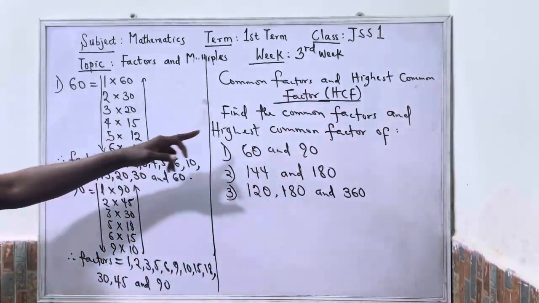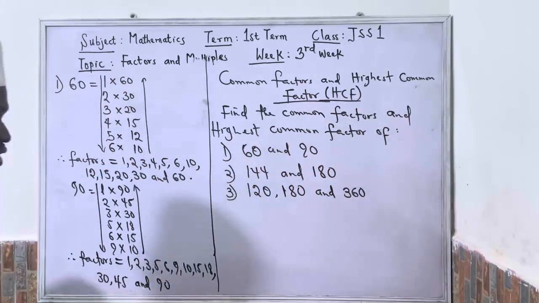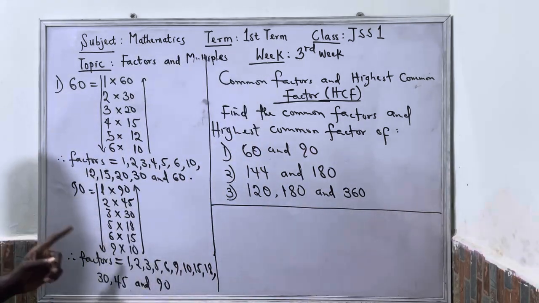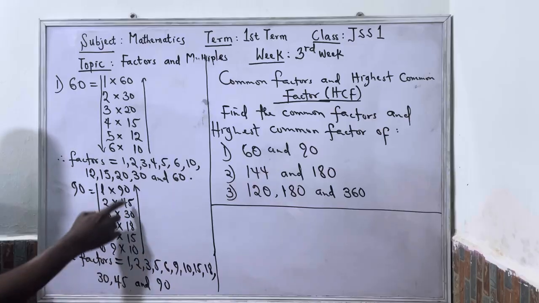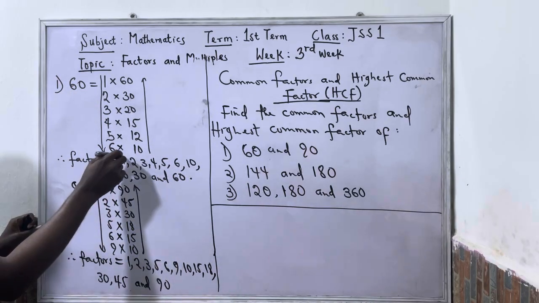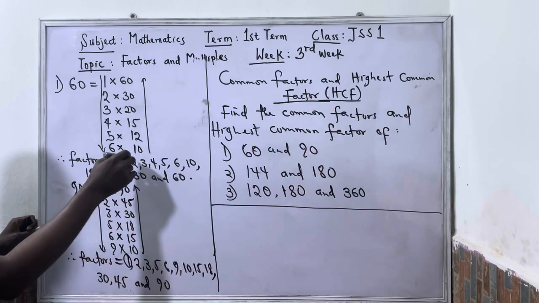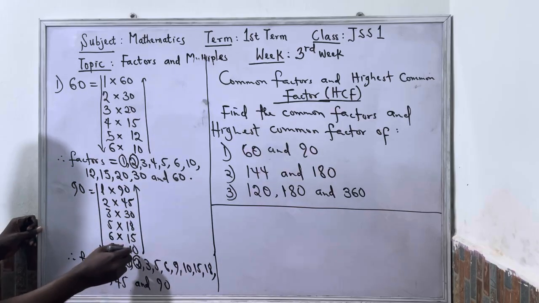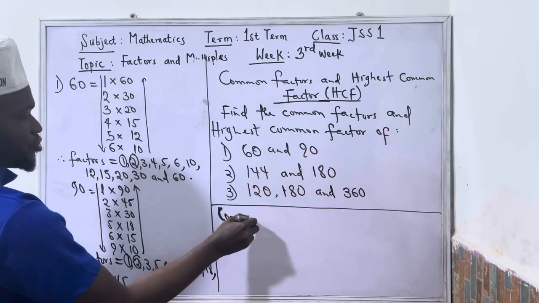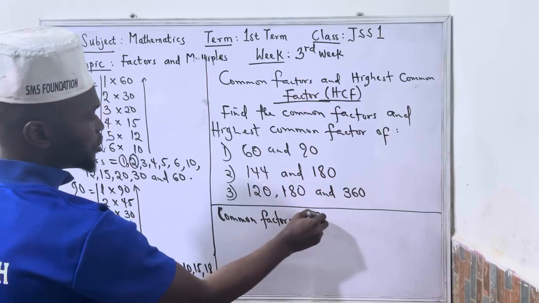Fine. Now we are not done. The question asks for common factors and also the highest common factor. What are the common factors? You look out for the factors that are here and are also here. First of all, I have 1 here. I will circle it, and 1 is also here. Similarly, there is 2 here and there is 2 here. Let's write them out one by one. So common factors are equal to 1, 2.